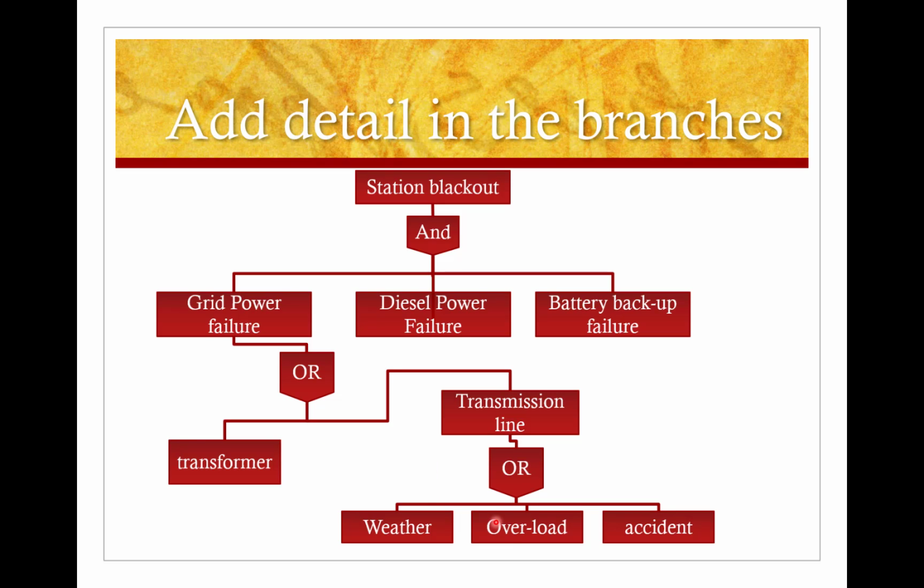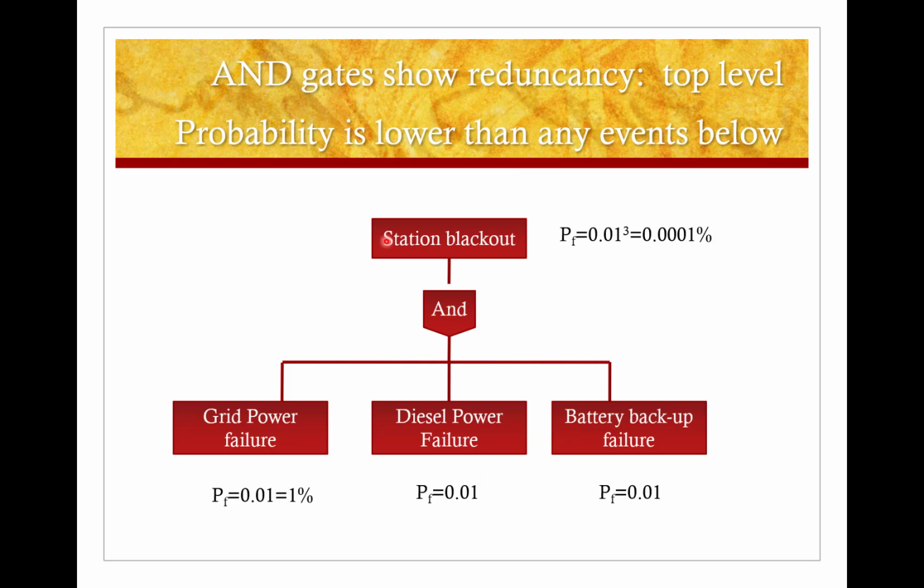and then you get into more detail below that. The other thing that's important is AND gates represent redundancy, and the probability above the AND gate is lower than the probability of any one event below the AND gate. So this is just an illustration. These are not real probabilities. I'm just trying to show how these probabilities get propagated up through the AND gate.